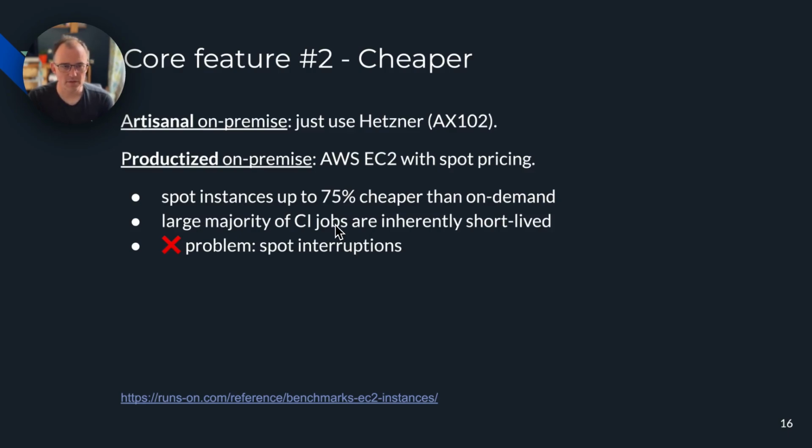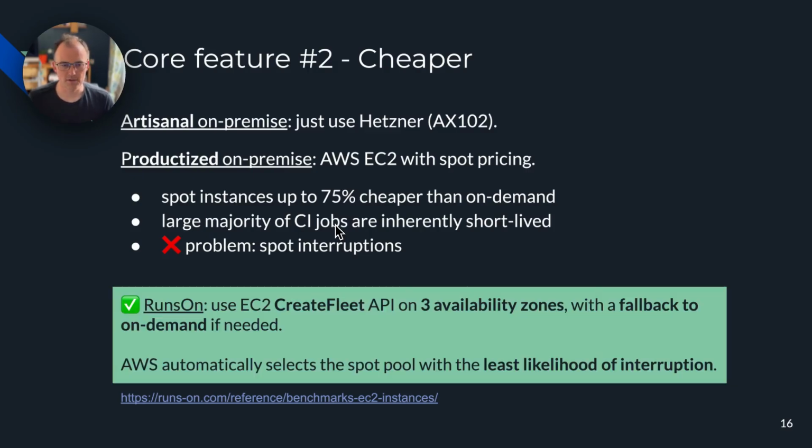But in my case, if you want something more productized, then yeah, AWS EC2 with spot pricing is definitely a good choice because spot instances can be up to 75% cheaper than the on-demand price. And it fits well with CI workloads because a large majority of CI jobs can be short-lived. It's not often that you find jobs that live for more than 30 minutes or even 1 hour. And you have a really low probability of interruption if you are below 1 hour time. But it can still happen, spot interruptions. So I had to find a solution for this.